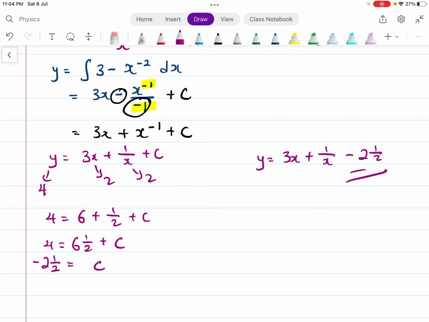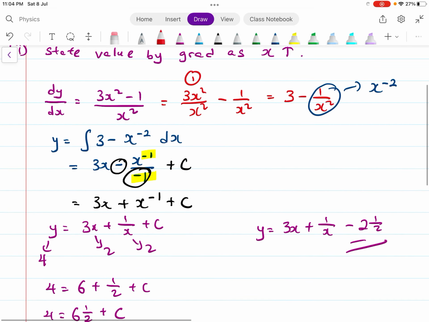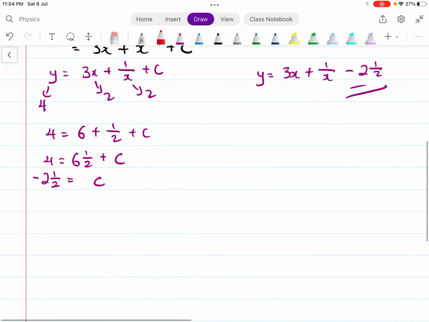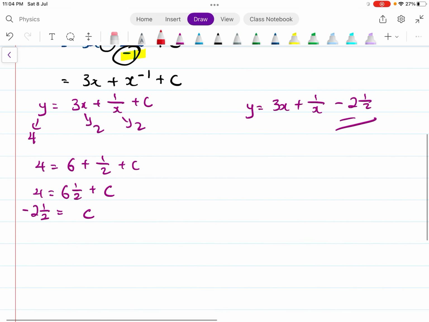Done. I hope there's no integration mistake or calculation mistake, because in the last video I had a differentiation mistake, so that's why I took down the video. For part 2: state the value approached by the gradient as x becomes very, very large. So let's go back to this. Part 2, dy/dx is equal to 3 minus 1 over x squared.